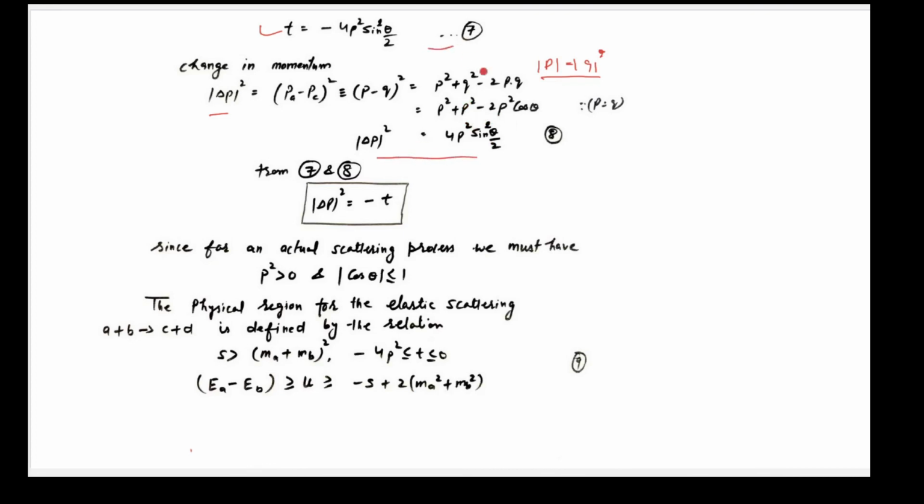So from equation number 7 and equation number 8 we get this. Now for an actual scattering process we must have p squared greater than 0 and cos theta less than or equal to 1. By using these relations and all the relations we have derived earlier, we will get these conditions. The physical region for the elastic scattering A plus B gives C plus D is defined by this relation. Further we will discuss in the next lecture. Thank you.